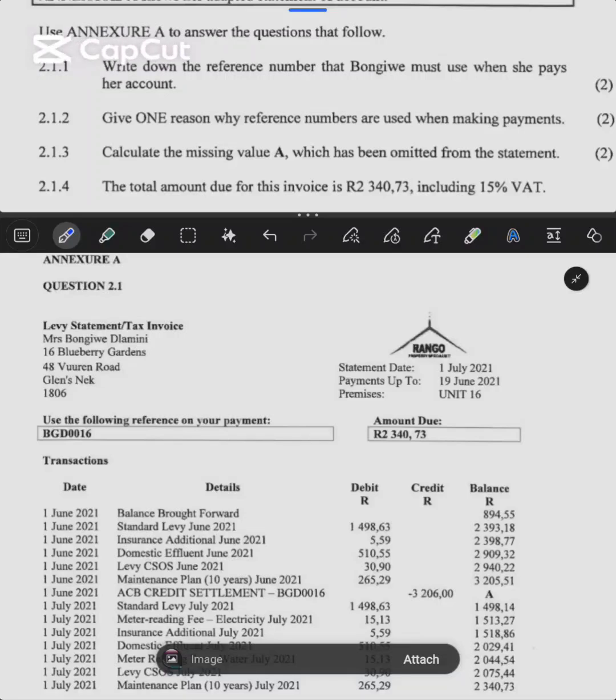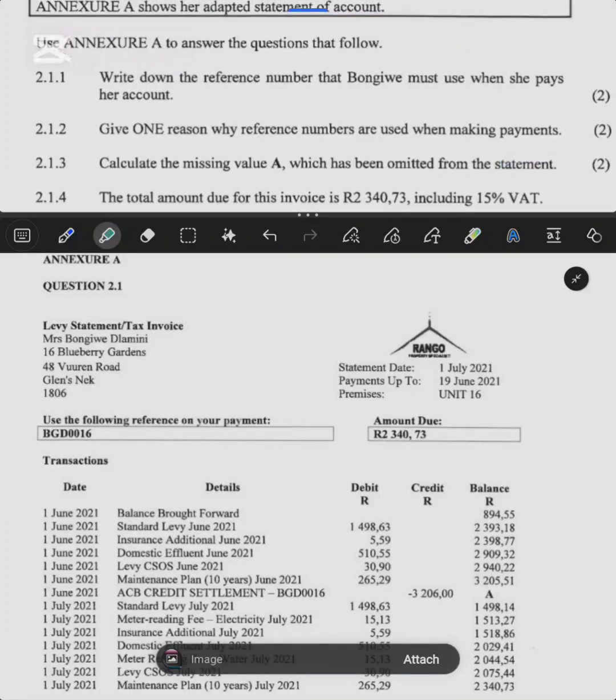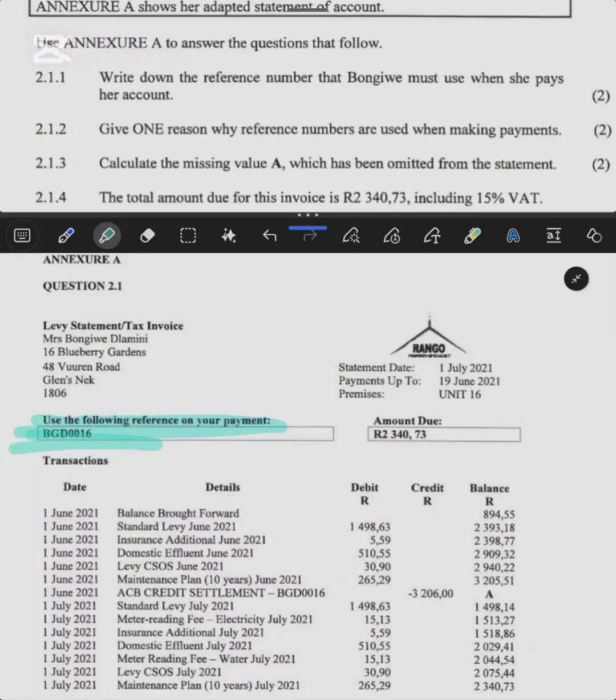So we're looking at week number 5 of the weekly activities for grade 12. And the first question here is 2.1, which is relating to this annexure of a statement. Our first question is asking us, what is the reference number Bangiwe must use should she pay her account? This was quite straightforward because it quite literally tells you over here, use this reference for your payment, and it's the BGD 0016. So you just had to write down BGD 0016.